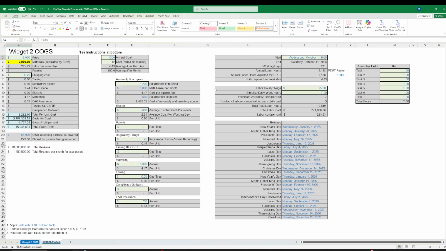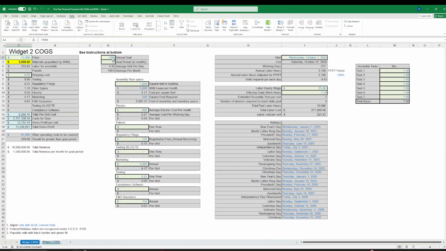And then you can use the advanced solver under the data tab to keep certain things constrained and change your price or adjust your annual goal to come up with what you need to make a profit. So we're going to start with the price of this product, which is set to $15,000. That's up here in cell A2.